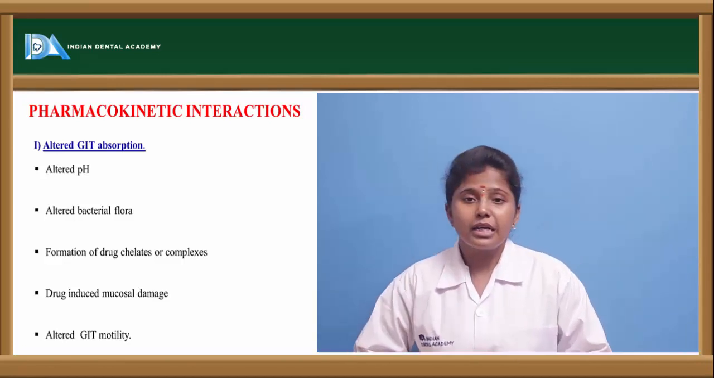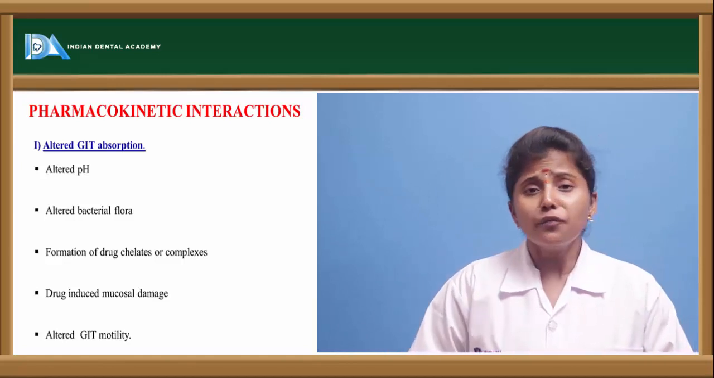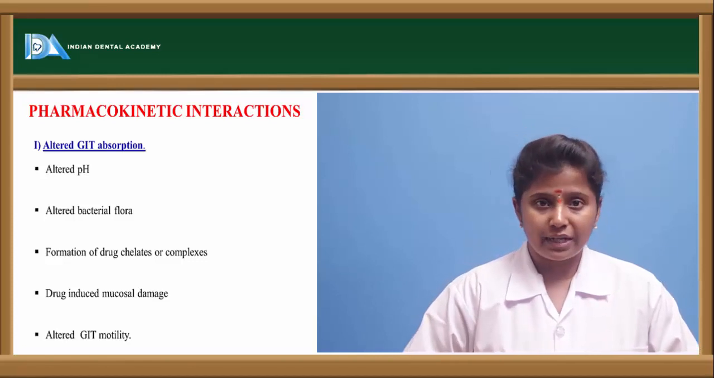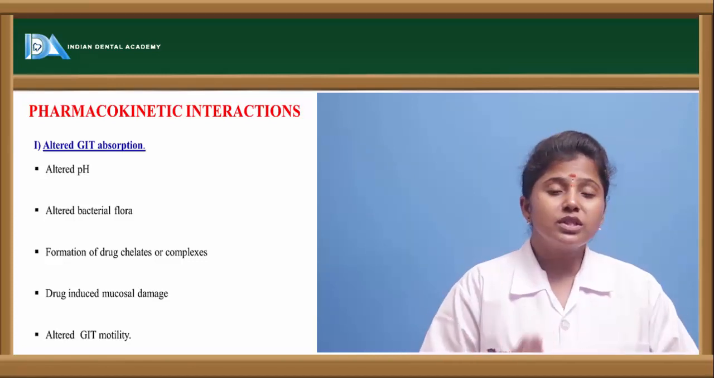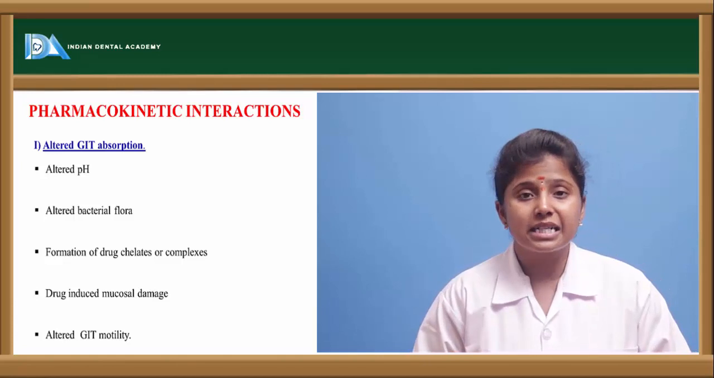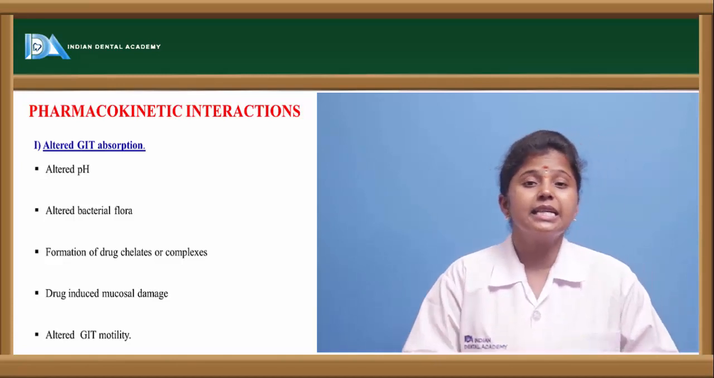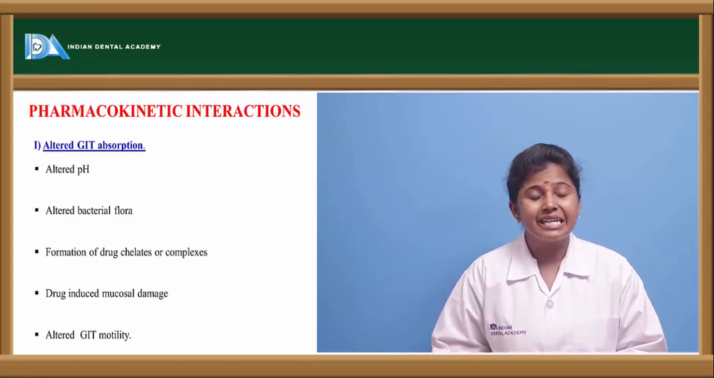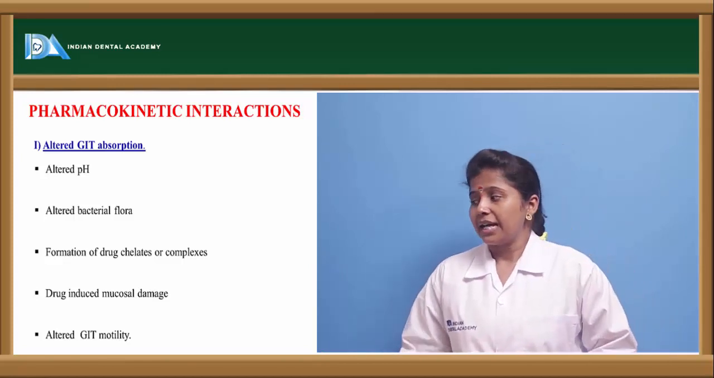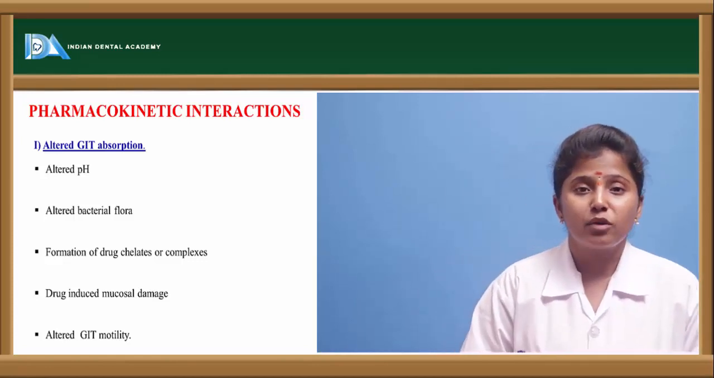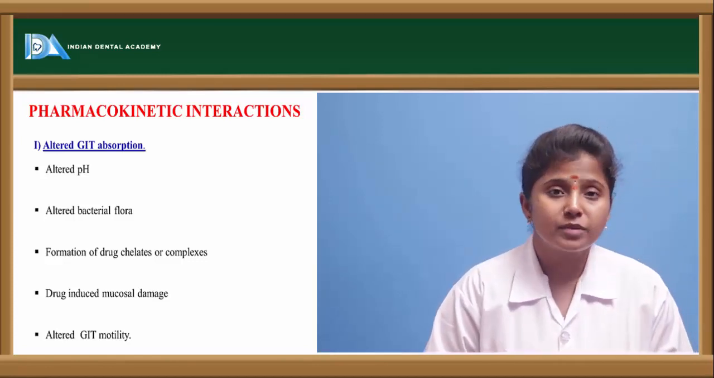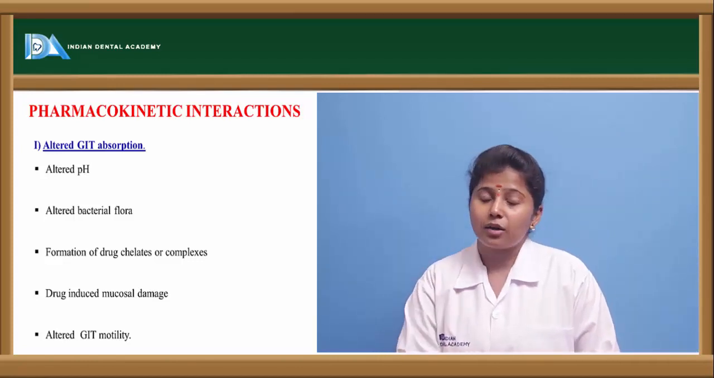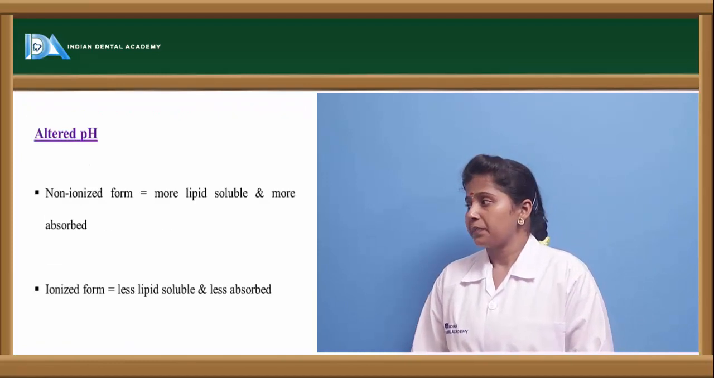Another one is drug induced mucosal damage. So few drugs have the capacity of stimulating the oversecretion of HCl. So if the drugs overstimulate the secretion of HCl or acids in the stomach or GIT, thereby that leads to the mucosal layer depletion. The mucosal layer may get degraded, and that may get damaged, and there will be altered GIT motility. So the movements in the GI smooth muscles may be altered. There may be higher contractions, or there may be a relaxing state for a longer period of time.